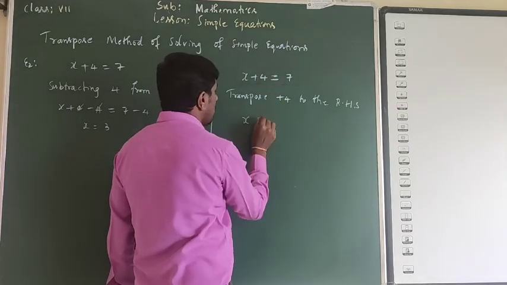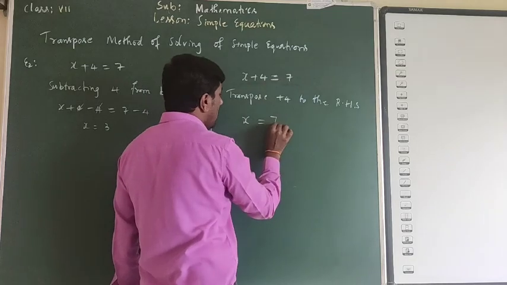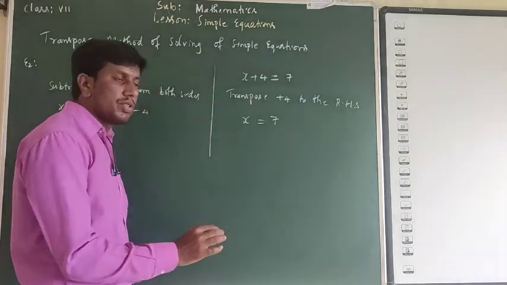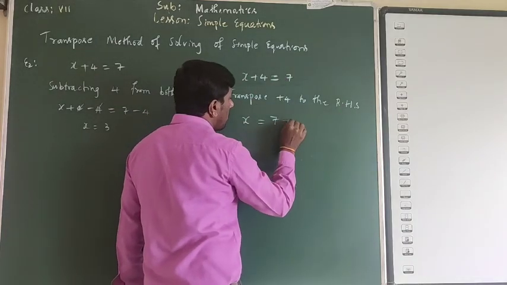So in the LHS, I have x. Plus 4 I am transposing, so plus 4 will not be there in the LHS. In the RHS, I am already having 7, that you should write first. So plus 4 I am transposing to the RHS. It will become minus 4.